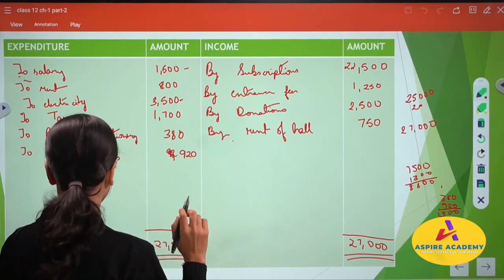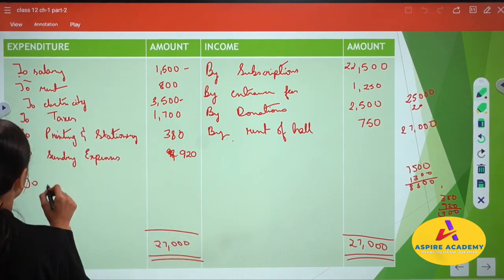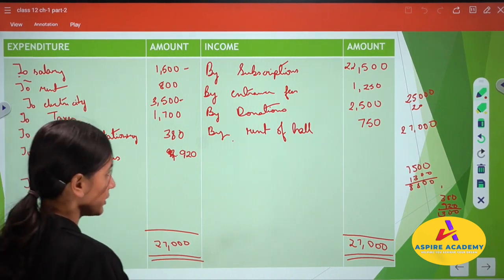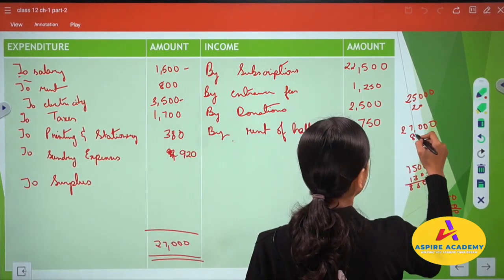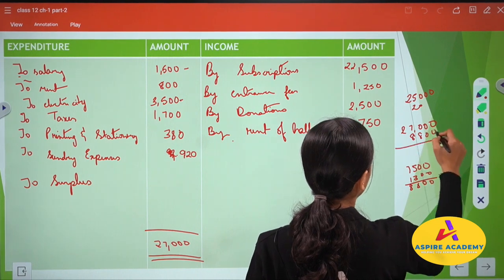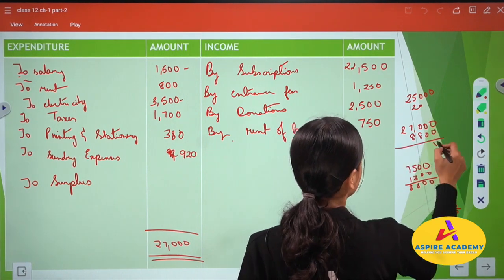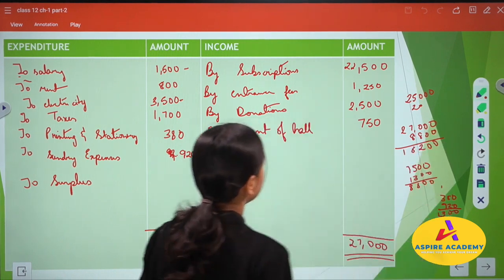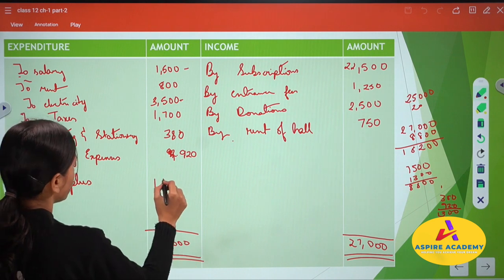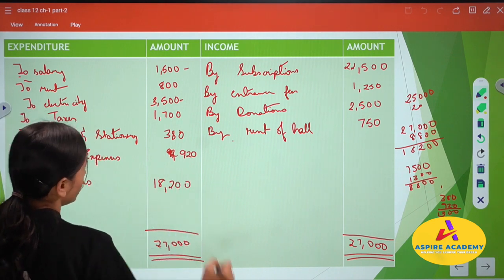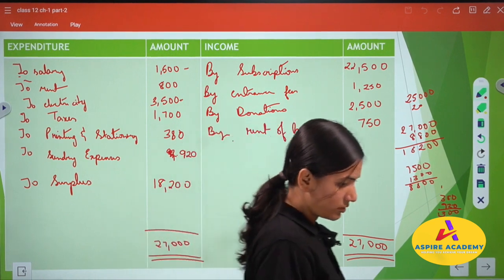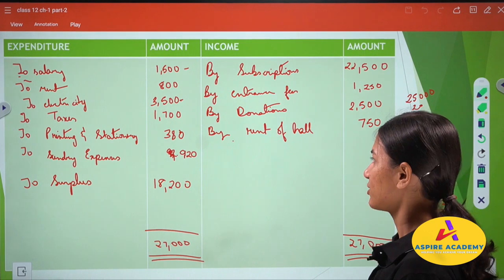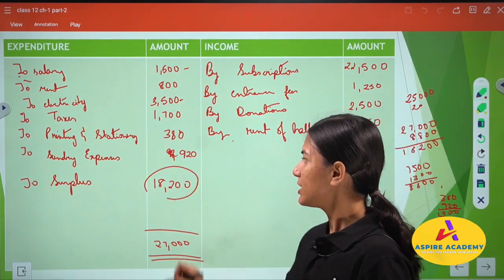Now the balancing figure would be your surplus. So the balancing figure is found by subtracting 8,800 from 27,000. So the surplus amount is 18,200. So this way we can prepare the income and expenditure account. So we have got our surplus amount.